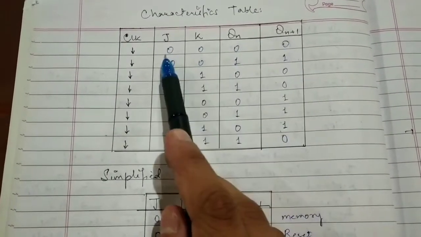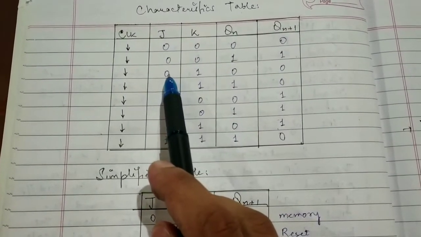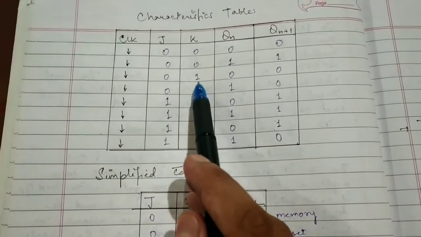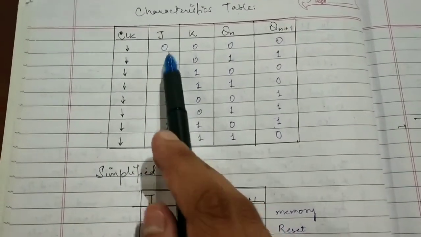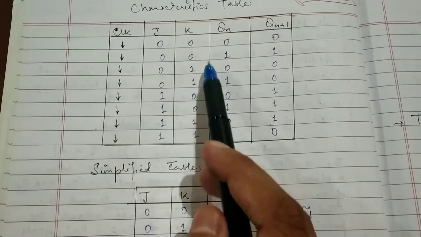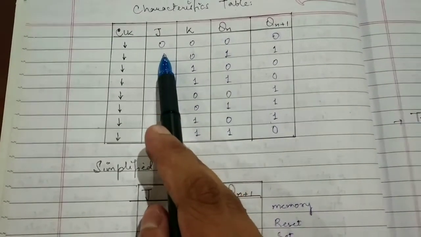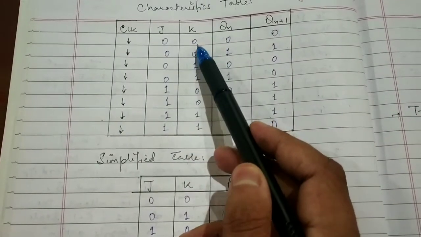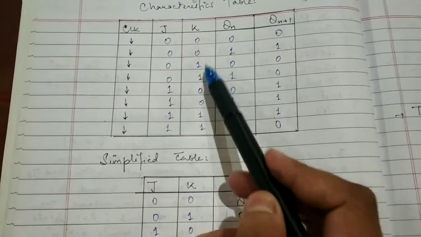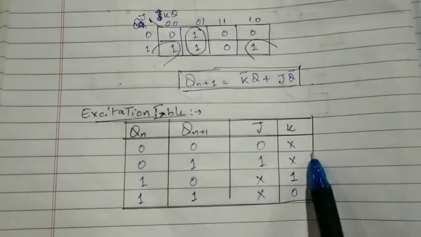For these 0 0 entries, J is 0 and K is 0 in one, and J is 0 and K is 1 in the other. So J is 0, that is not changing, and K is changing, here 0 and here 1. So we write in the excitation table for J, 0, and as K is changing we write don't care. So for 0 0 we write 0 don't care.